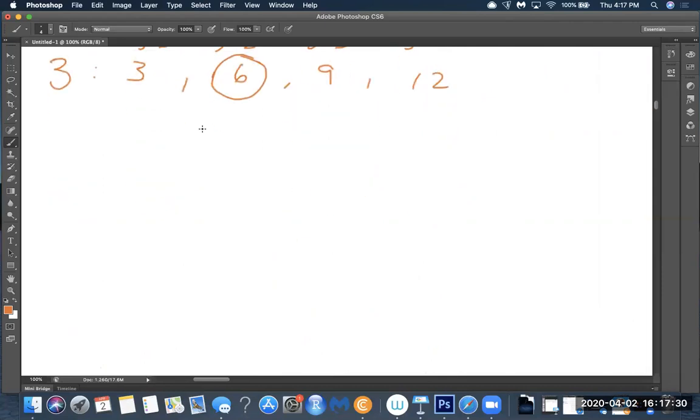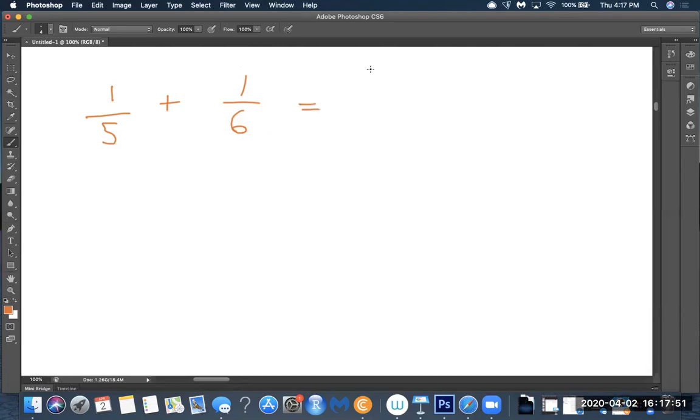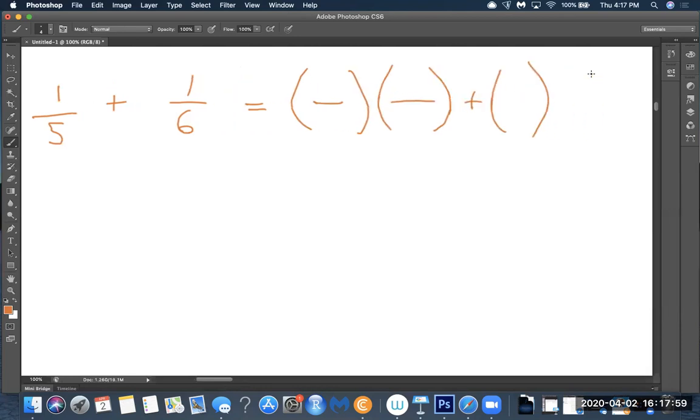So let's get an example. So if you have 1/5, let's say, plus 1/6. Well, I don't want to find all the multiples of 5. I don't want to find all the multiples of 6. So what I'm going to do is I'm just going to multiply them both. But I still need my parentheses, okay? This is the important part. Without this part, then it's going to be hard, okay? So let's just put those parentheses in there.